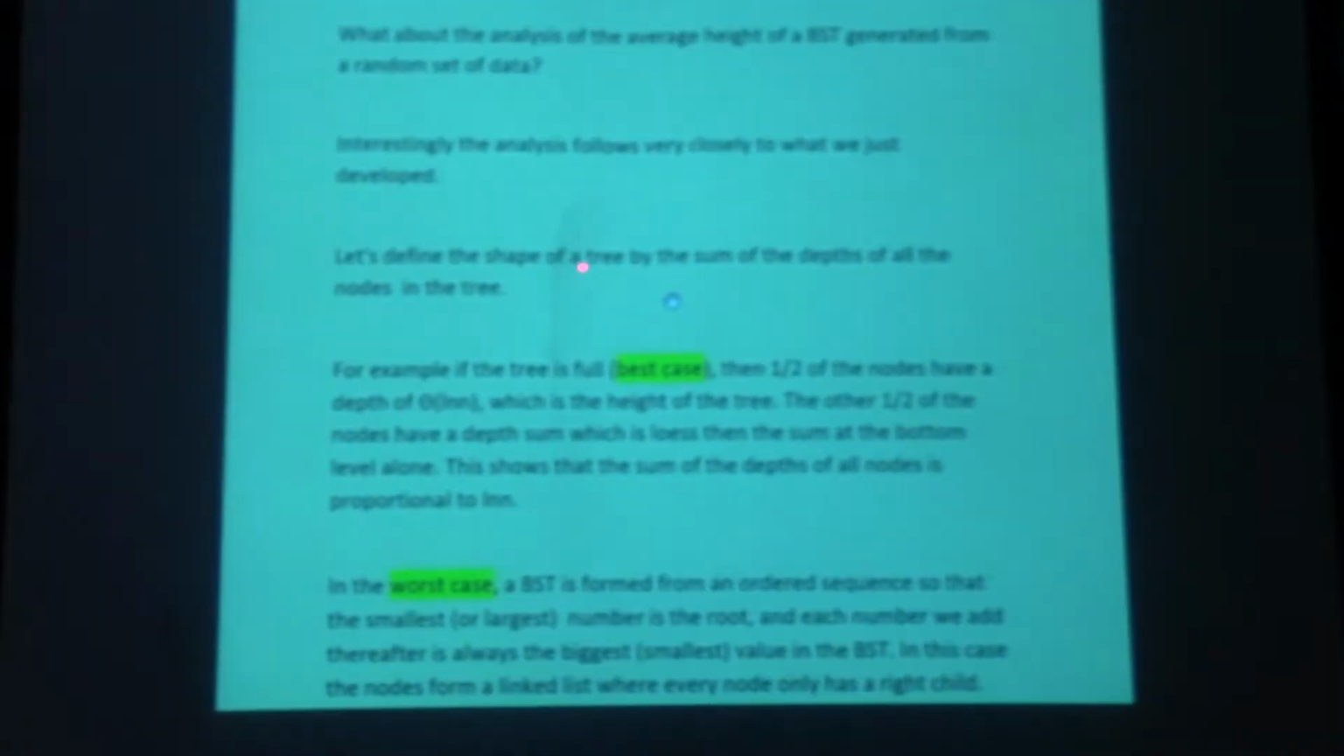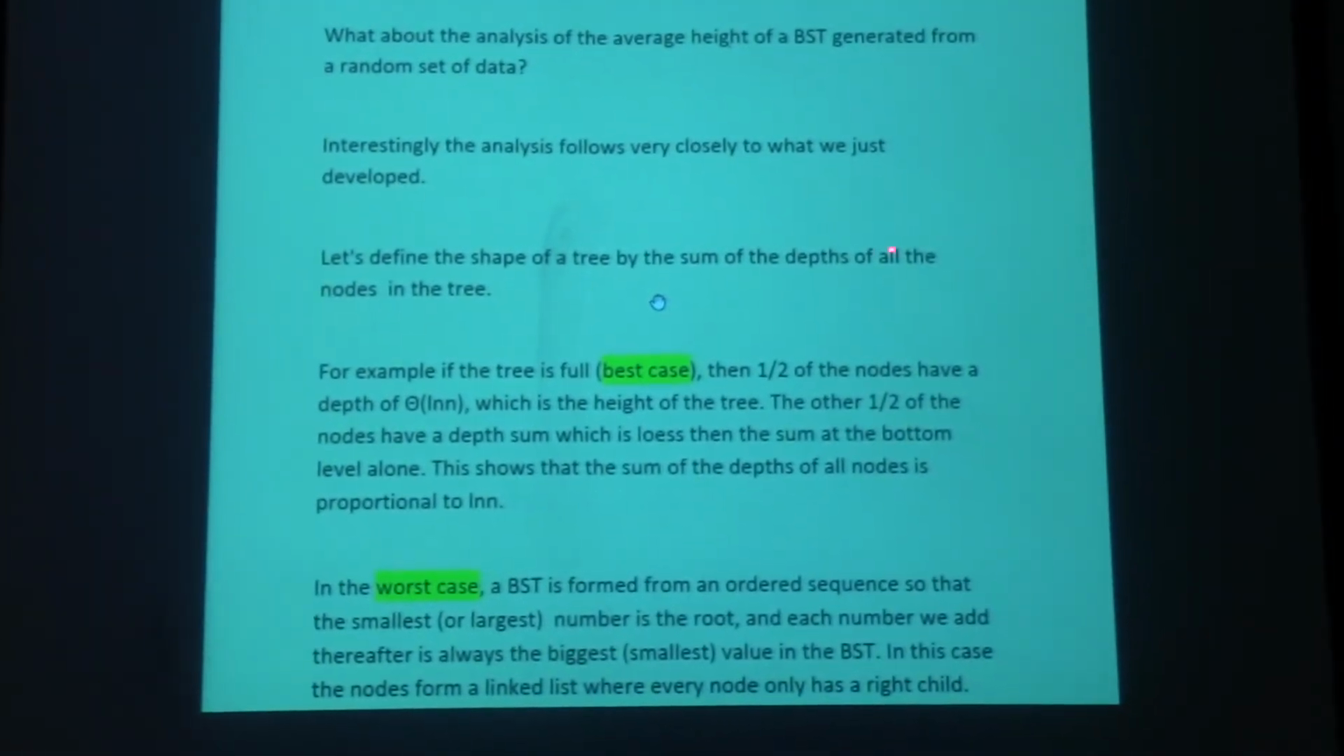So where's the average going to be? Is it n over 2? Is it 3 times log n? What is it? Is the complexity closer to best or closer to worst? So, we will define the shape of a tree by the sum of the depths of all the nodes in the tree.